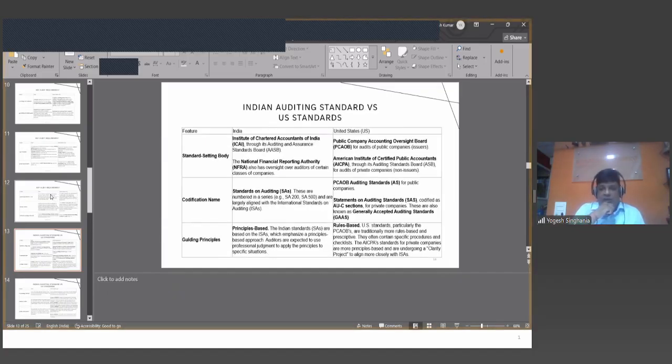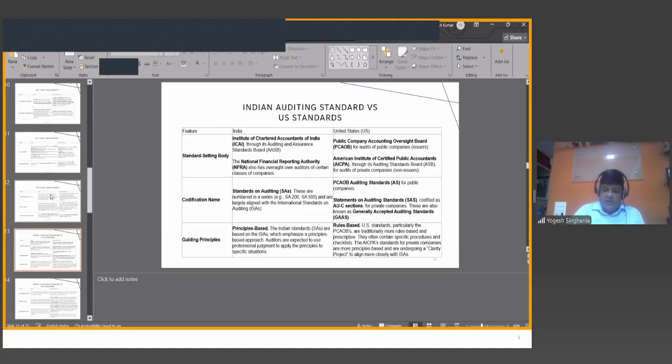Standard setting body: within India, ICAI is the standard setting body. Nowadays, NFRA is also publishing its own standards, looking at the CA Institute's standards. Similarly for the PCAOB: first AICPA issues the standard, and then the PCAOB makes amended standards or issues its own. PCAOB standards are more rigid and more descriptive in their approach, rule based, and more focused on in-depth auditing compared to the AICPA.